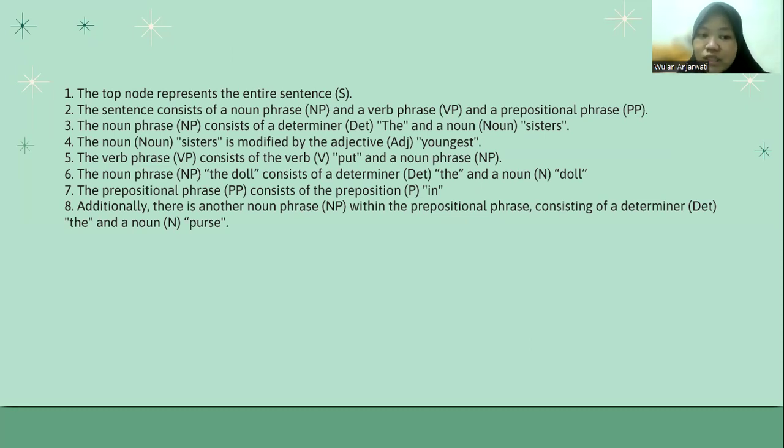The verb pair consists of the verb "put" and a noun pair. The noun pair, "the doll", consists of a determiner, "the", and a noun, "doll". The prepositional phrase consists of the preposition "in". Additionally, there is another noun pair within the prepositional phrase consisting of a determiner, "the", and a noun, "purse". So this is the explanation for number 4.